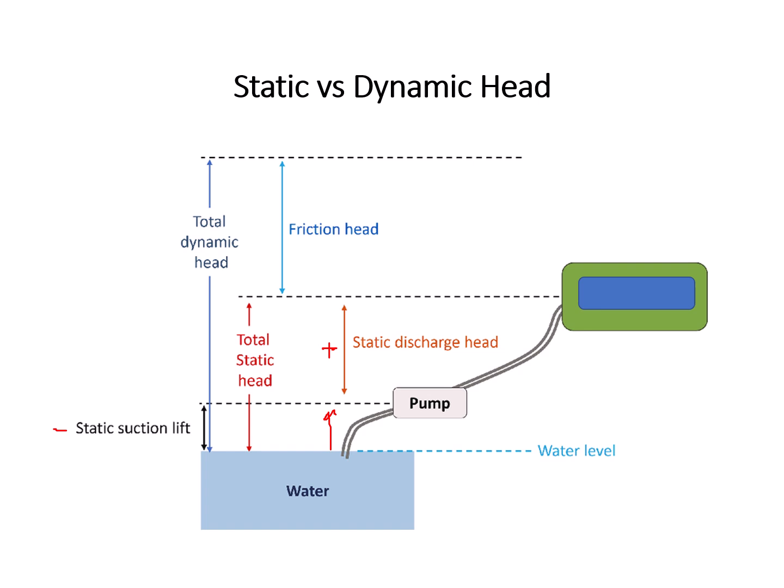The total dynamic head is the total head the pump is developing while running, while delivering flow. Basically, it is the total static head plus the dynamic head, which is due to friction. So the total static head plus the friction head will give you the total dynamic head.